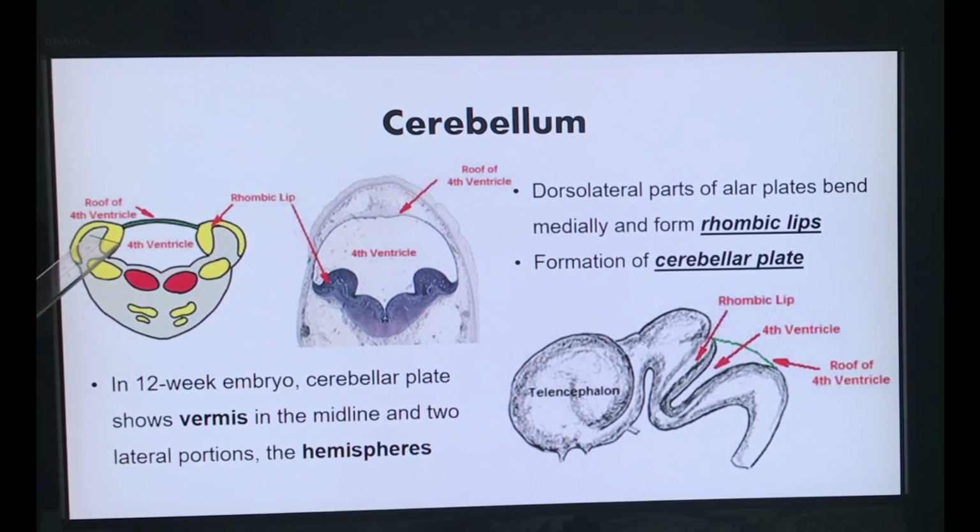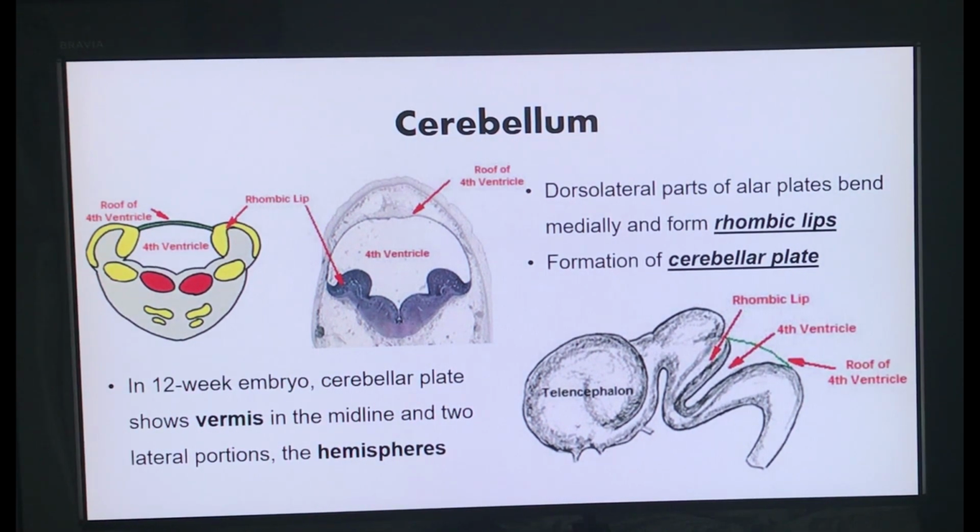At the dorsolateral aspect of the metencephalon, there will be a small elevation which will be moving towards medially. These two are the rhombic lips, which later further develop into the cerebellum.